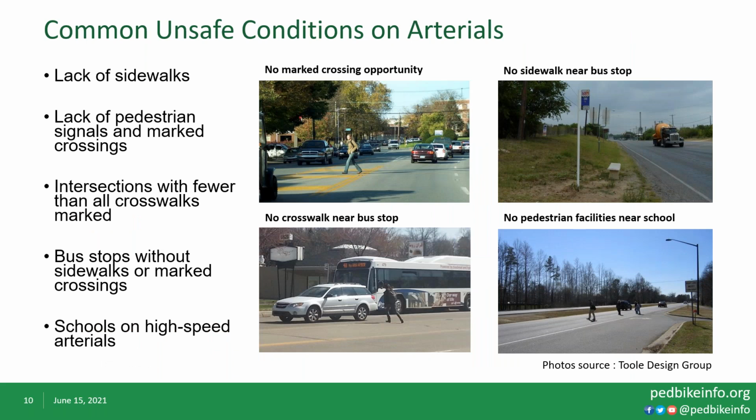So what are the common unsafe conditions on arterial streets? We often see arterial streets that are missing sidewalks, that don't have pedestrian signals or marked crossings. In a lot of cases, there are intersections where all 4 crosswalks are not marked. We've got bus stops without sidewalks or marked crossings. And in a lot of places, we have schools on these high-speed arterials.